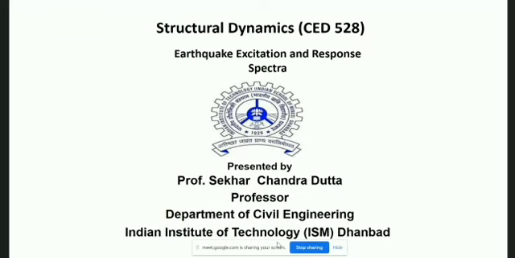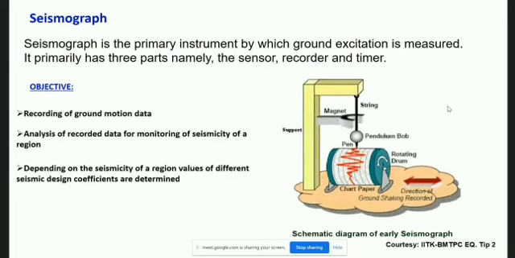Now, before that, I would like to give you a bit of a preamble, like how we get the earthquake data measured. Earthquake data is measured by a seismograph, which normally has three parts. You are able to see it in this figure.